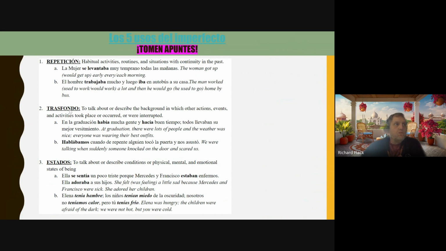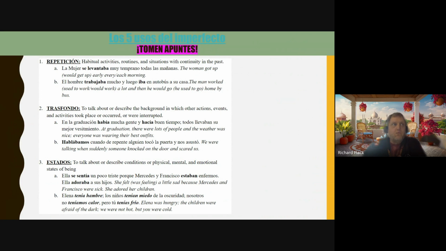Reason number 2 is to talk about or describe the background in which other actions, events, and activities took place or occurred or were interrupted. Trasfondo means background. So you can think of this as background description, right? These are things that we don't need when we summarize. We can take them away, but the story's not very interesting if we take them away. They're the details, the description. Or actions that were ongoing and got interrupted.